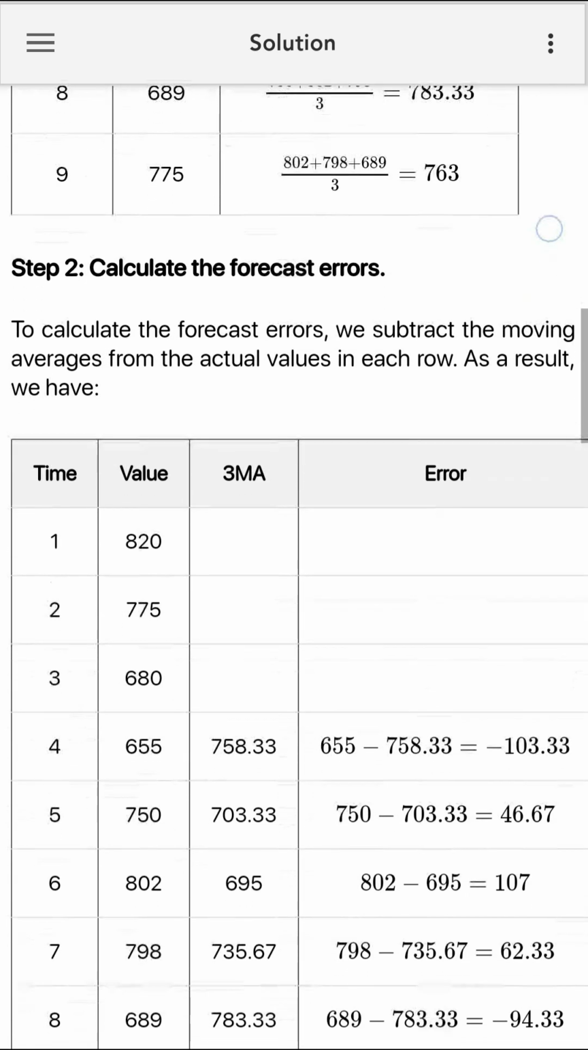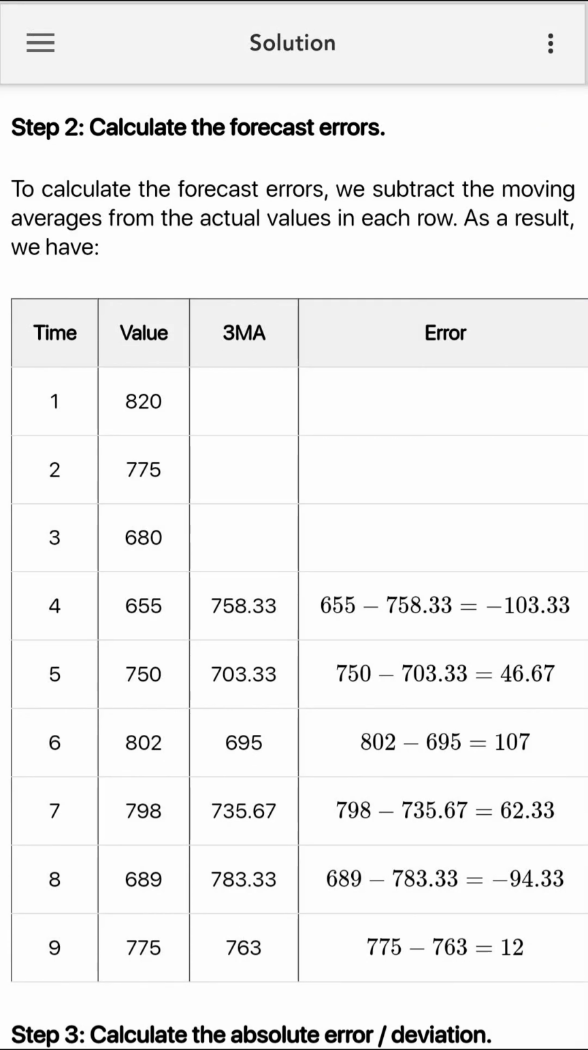Moving on to step 2, we calculate the forecast errors. Here, we subtract each of the forecast values from the actual values in each row. Observe that in this column, forecast errors can either be negative or positive.